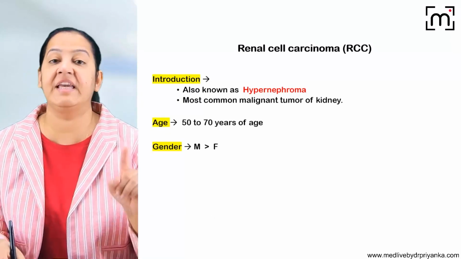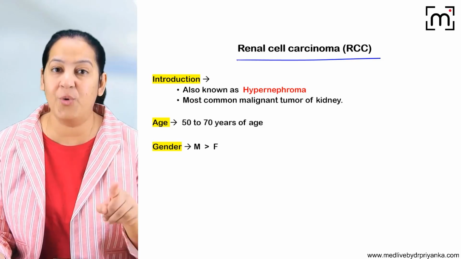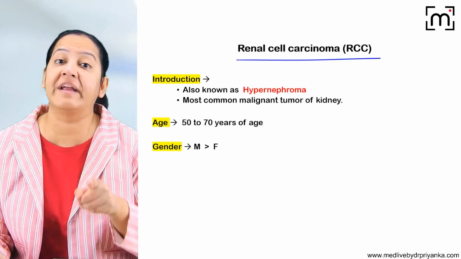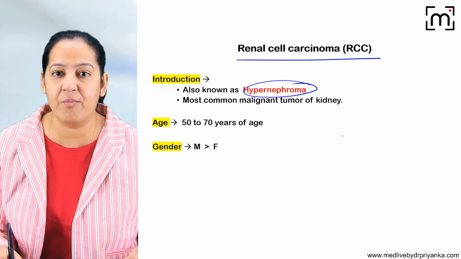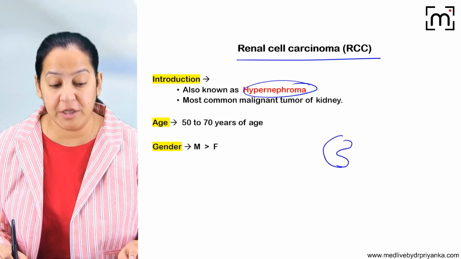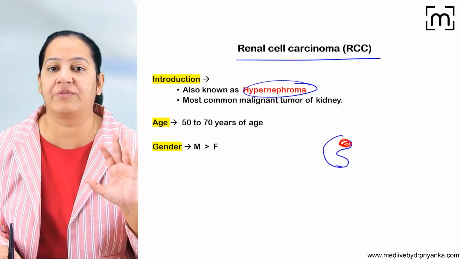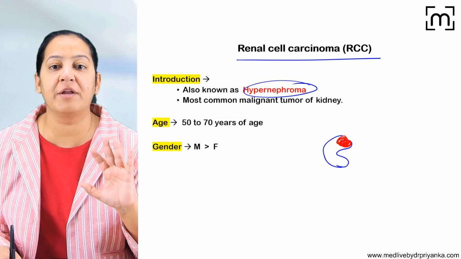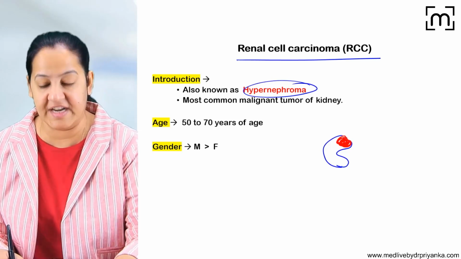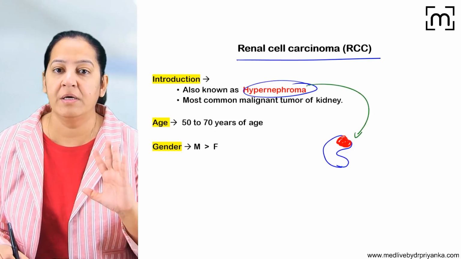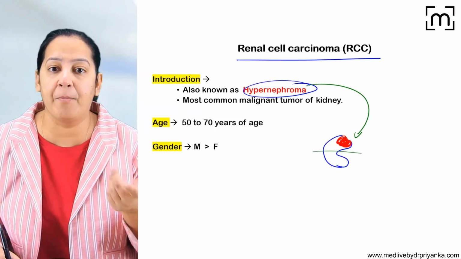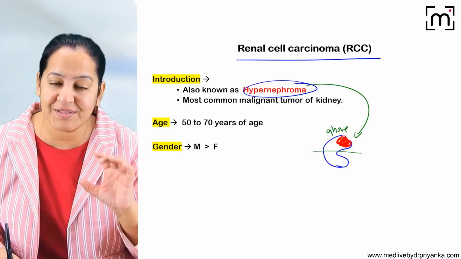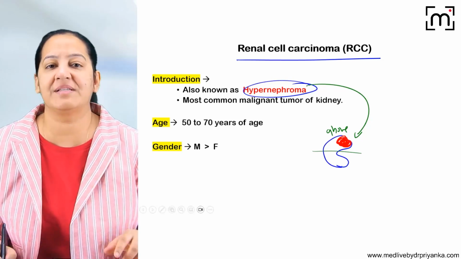So first we will see renal cell carcinoma. As I told you, it is the most common tumor of kidney in adults. It is also known as hypernephroma. Why is it known as hypernephroma? So this is the kidney. This tumor usually occurs at the upper pole of the kidney, so the tumor is present above the kidney. Hyper means above. That's why it is known as hypernephroma.